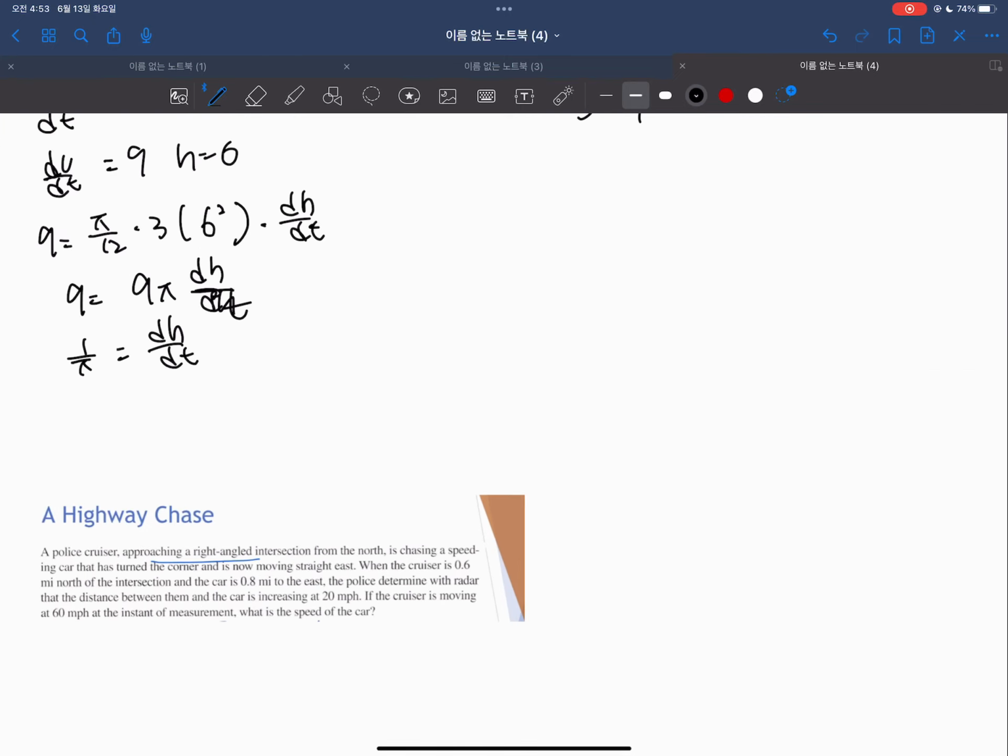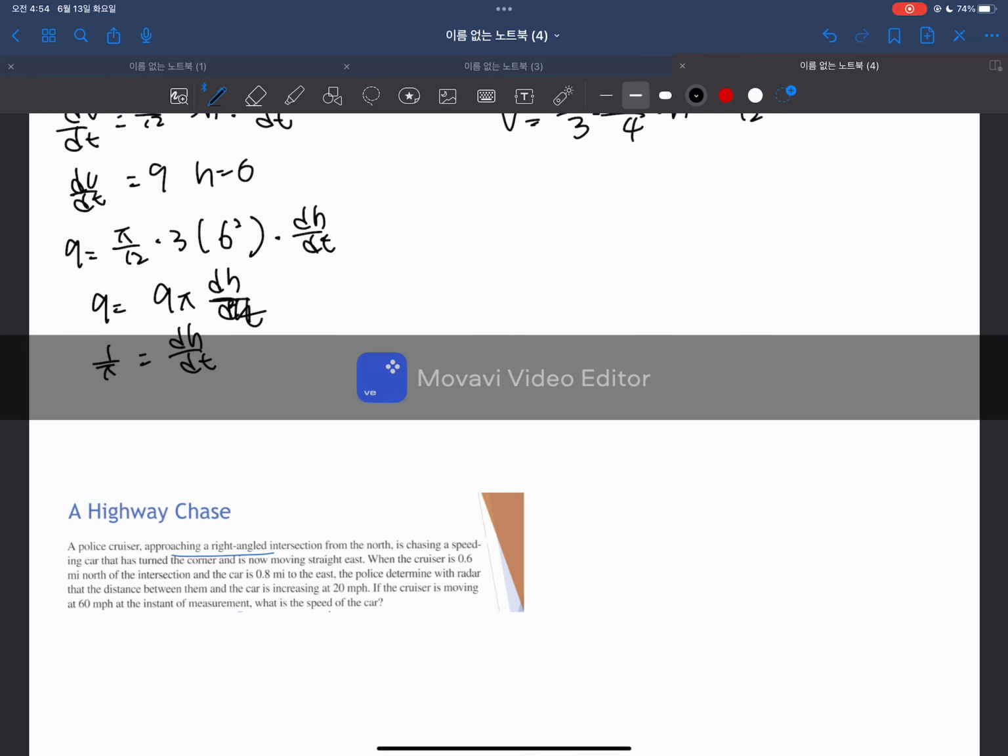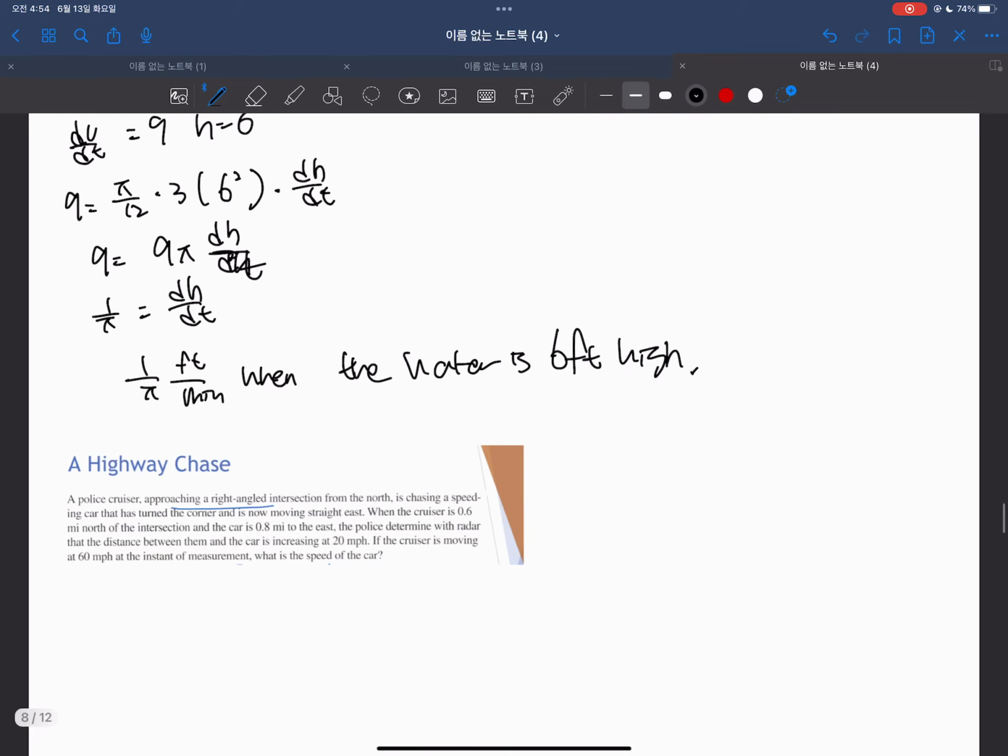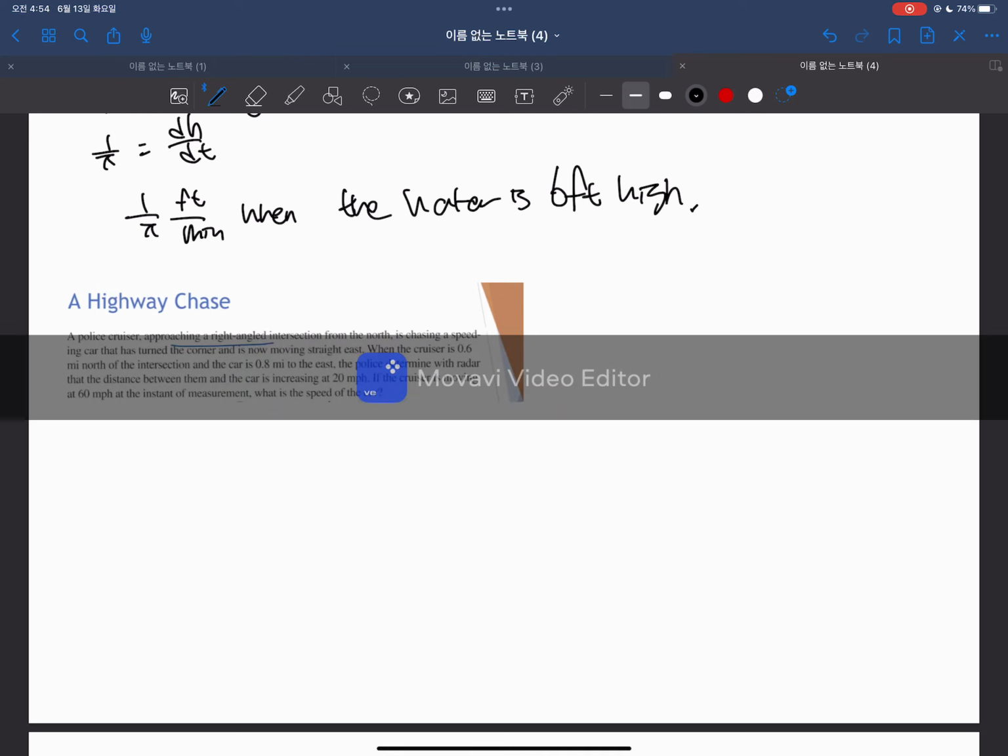So since dh over dt is 1/pi, when h is 6 feet, we can say that the water is rising at the rate of 1 over pi feet per minute when the water is 6 feet high. And then let's move on to the next question.